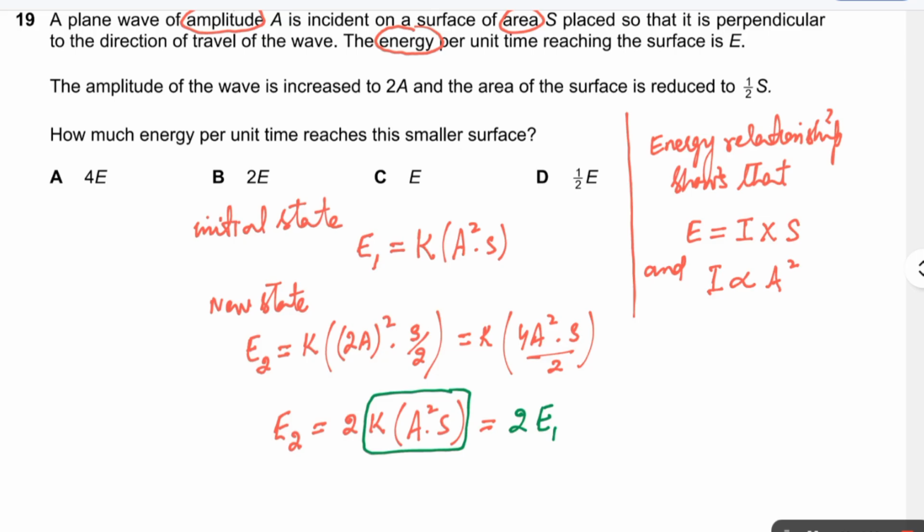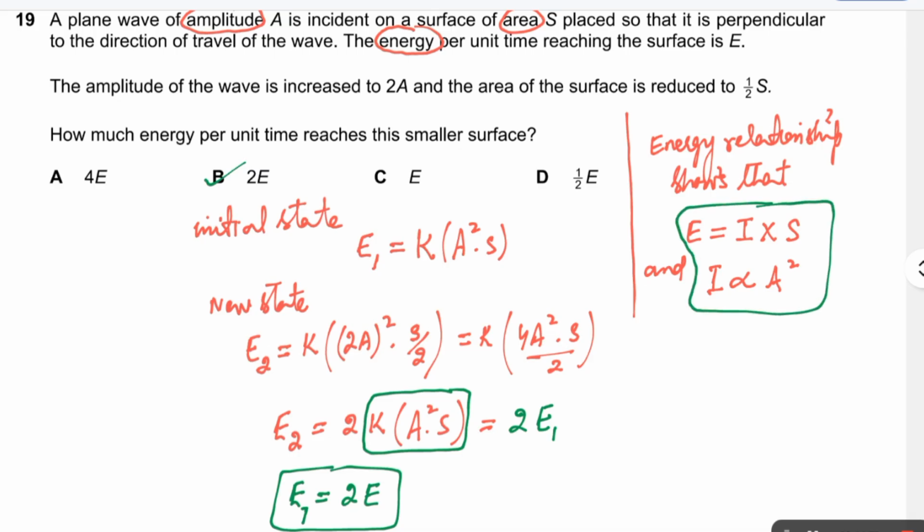That means in the final stage, much energy per unit time reaches this smaller surface. So the final energy, this is the total, becomes equal to 2 times the initial state. So the correct option is B. I hope you understand. Remember these two relations. This is the energy relationship between intensity, surface area and energy. I hope you understand easily. Let's go towards the next.